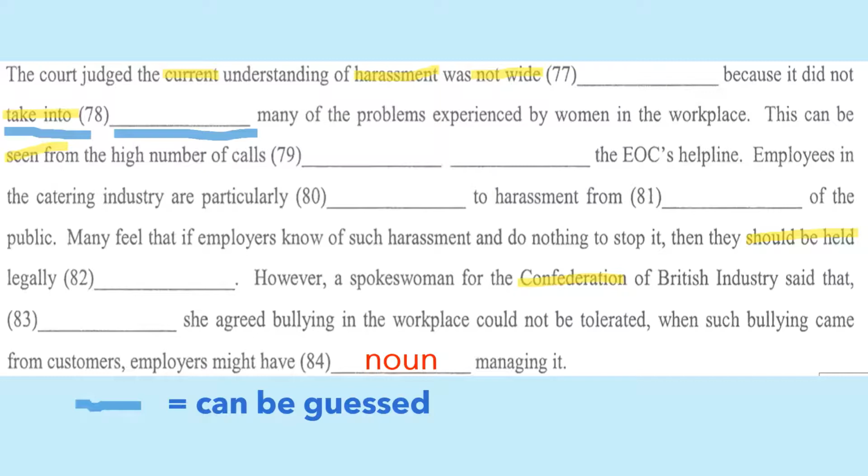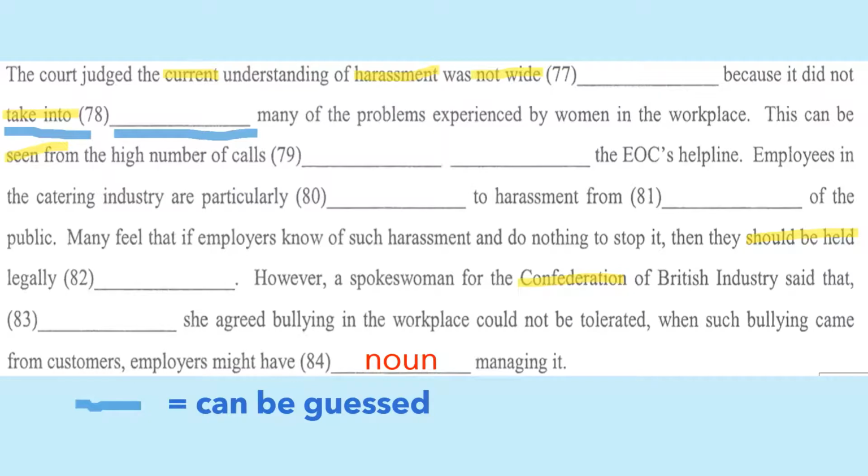This can be seen from the high number of call. Okay, lots of people are calling the helpline. Can be seen from the high number of calls, something the EOC helpline. So 79 should be passive voice.